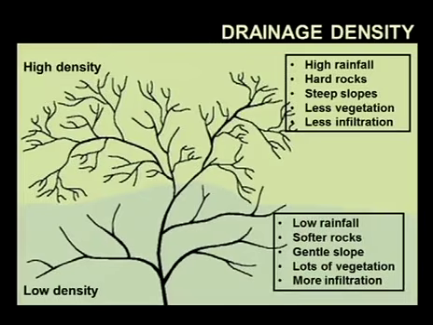Now, if we look at the one below here, of course, people, just have a look at the two. You only need to study the one, because the other one is just exactly the opposite. Have a look at this. The high density, there's my reasons. Low density, here's my reasons. Exactly the opposite. Look at that. High rainfall, of course, lower rainfall, because you have far less streams. Hard rocks, soft rocks. Steep slopes, gentle slopes. Less vegetation, lots of vegetation. Less infiltration, more infiltration. So people, this is very, very easy.